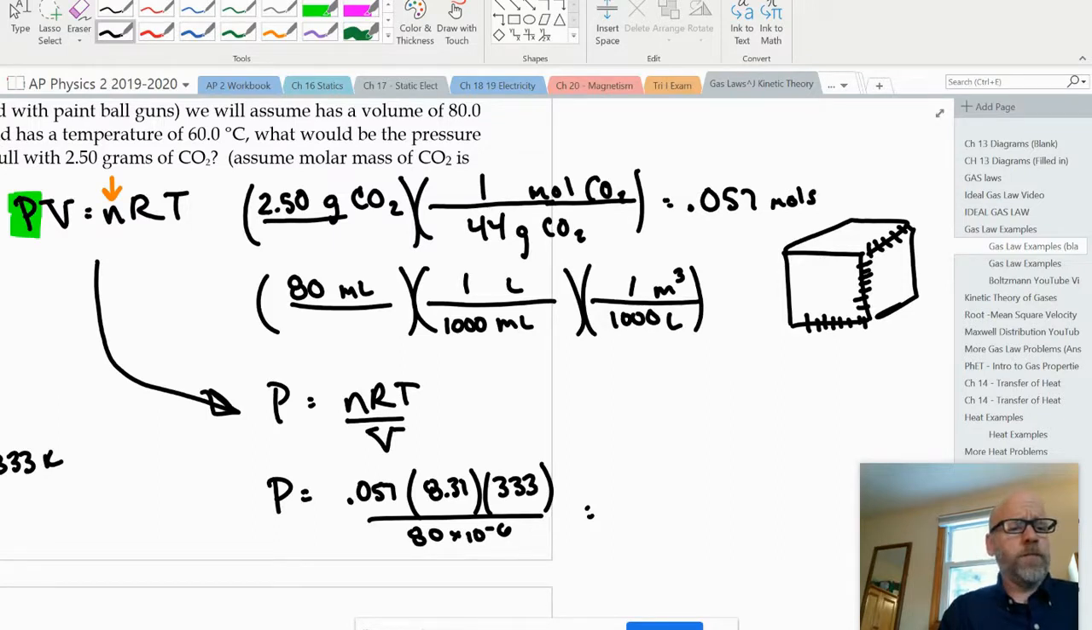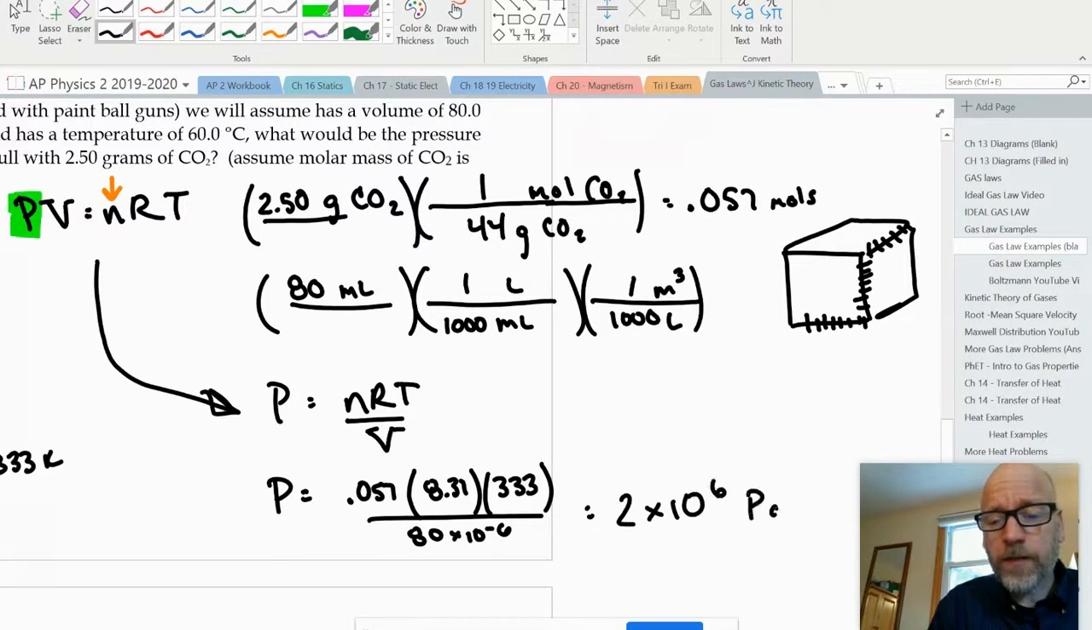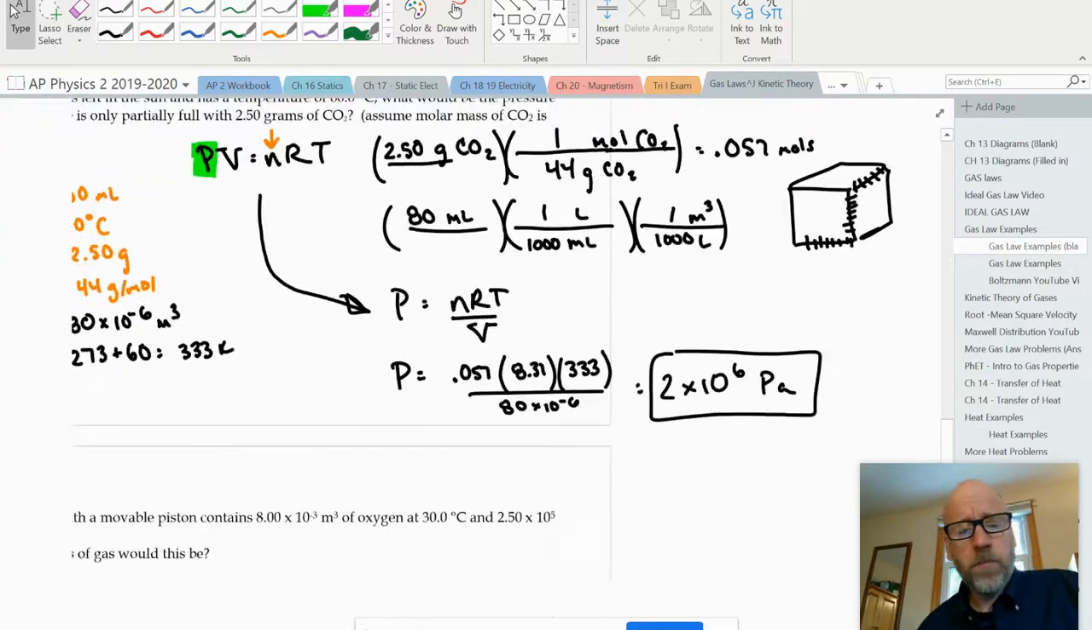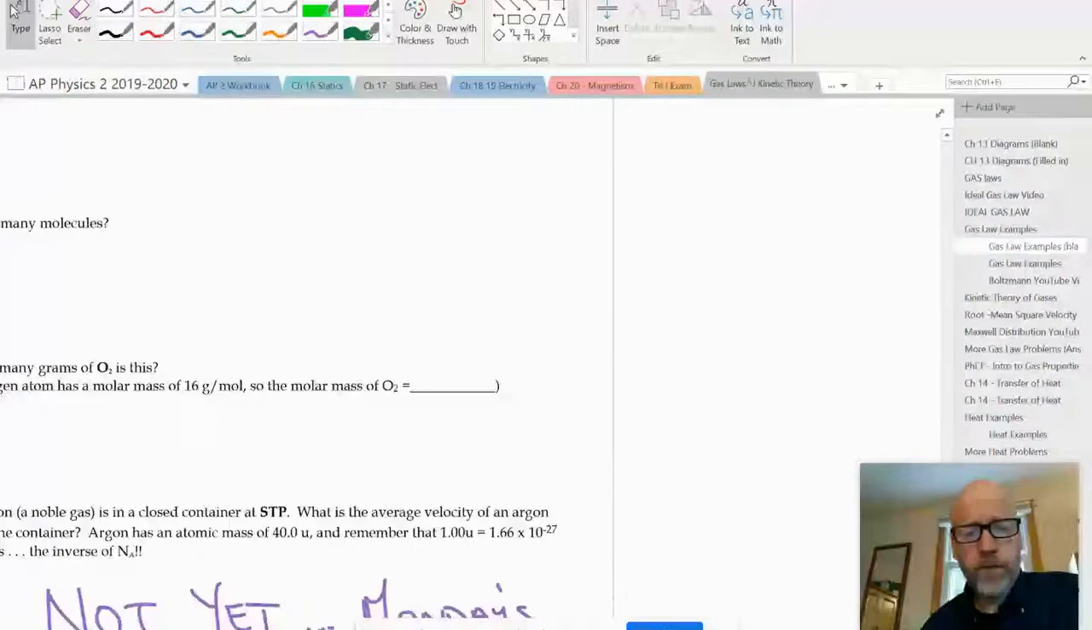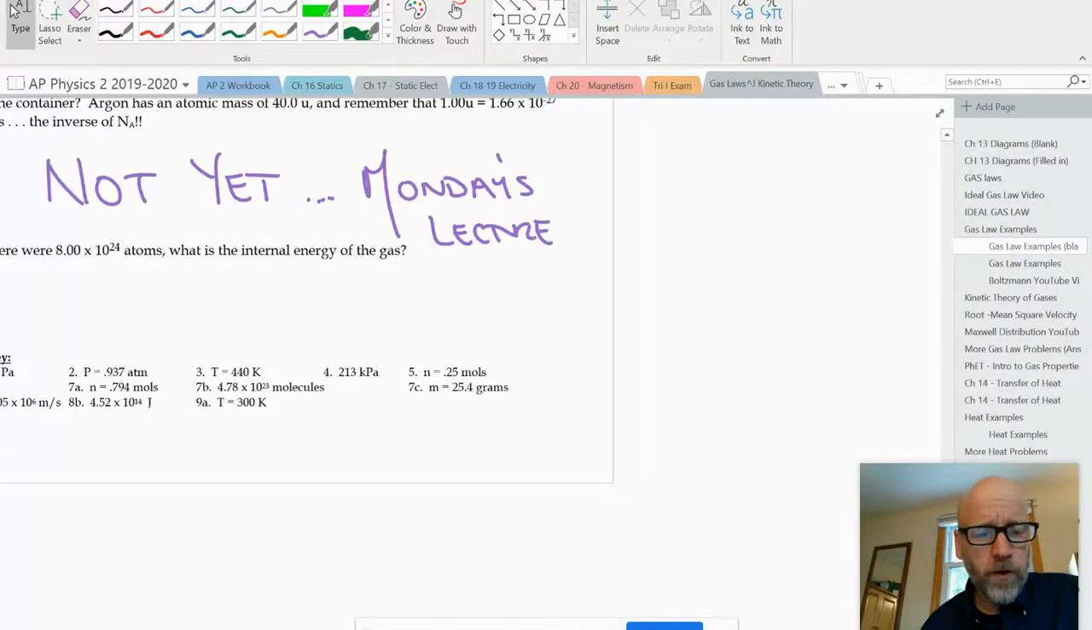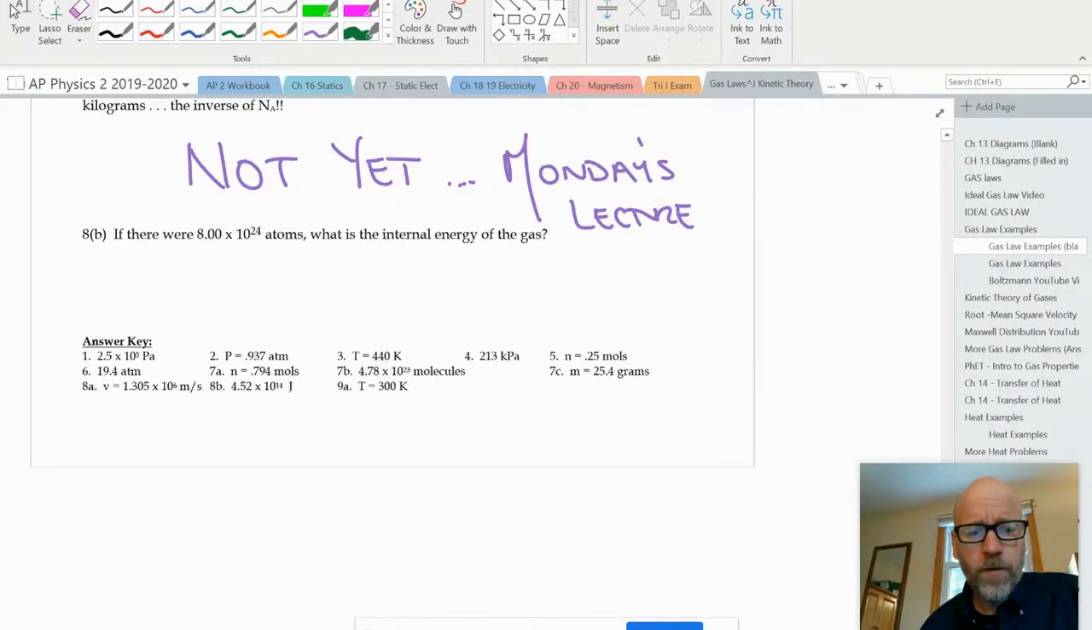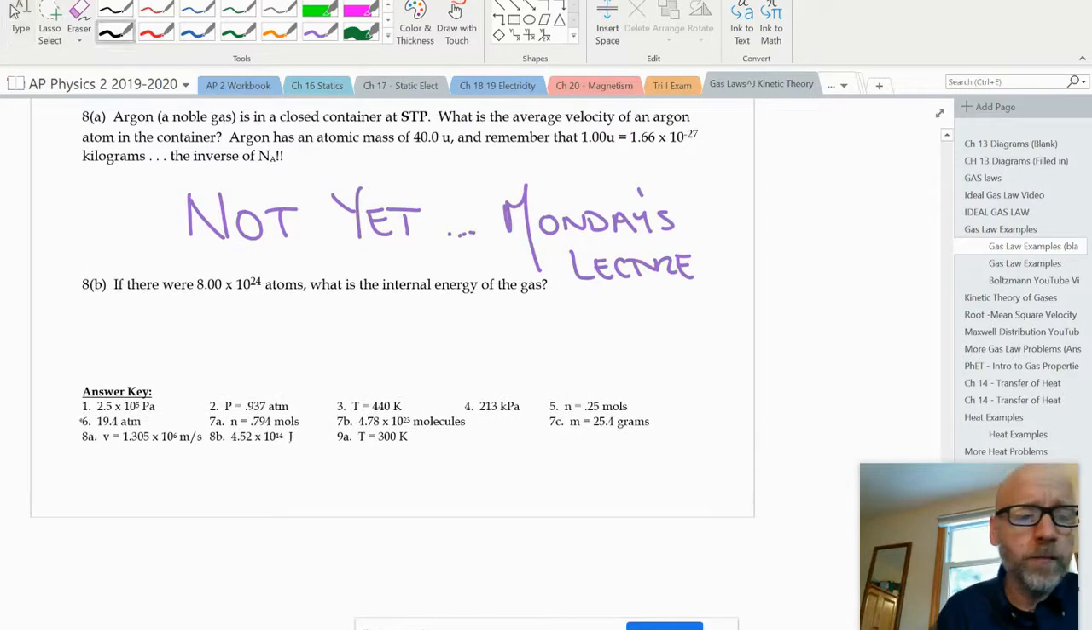Abel, did you get 1.97 times 10 to the 6? Or we'll call that 2 times 10 to the 6 pascals. Is the answer on the bottom of the page? I don't see it. Oh, it says 19.4 ATMs.